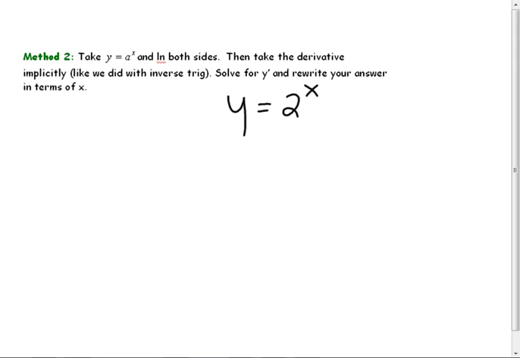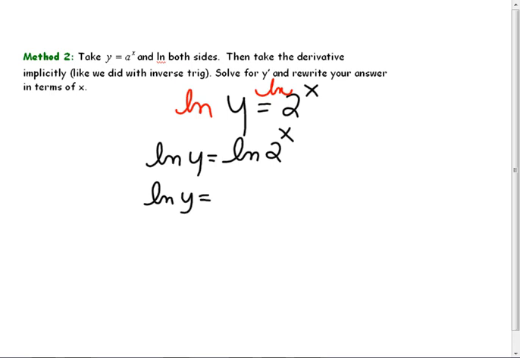Instead of rewriting 2 to the x as e to the log of whatever, which doesn't feel very natural to me, what I'm going to do is take the natural log of both sides, and I get the natural log of y is equal to the natural log of 2 to the x. What can I do to simplify the right side? What can I do with that exponent? Bring it out in front. Remember, what's true about the log of 2? It's simply a number. It's a constant.